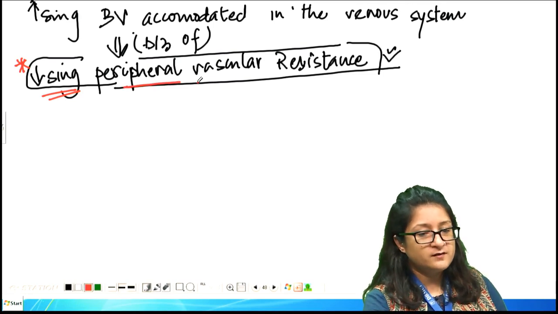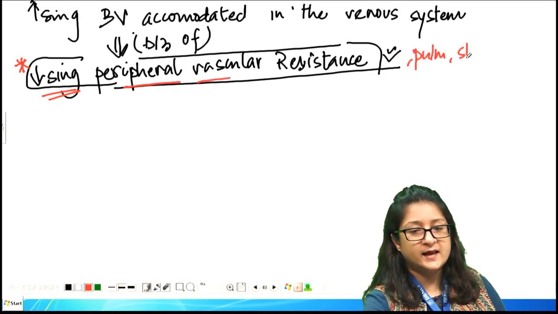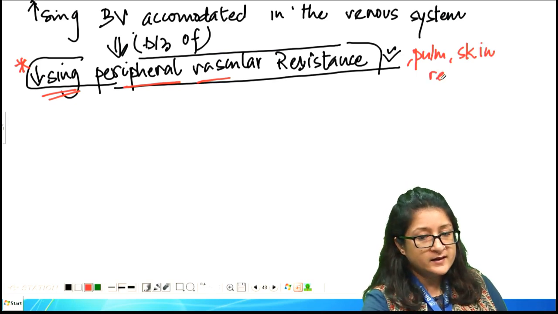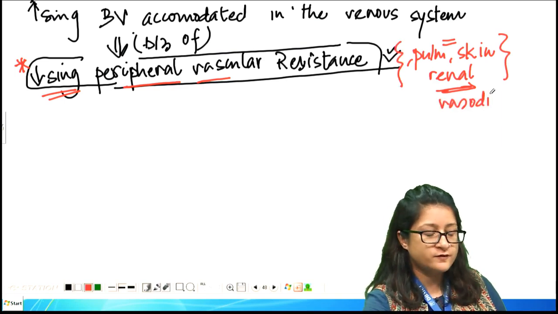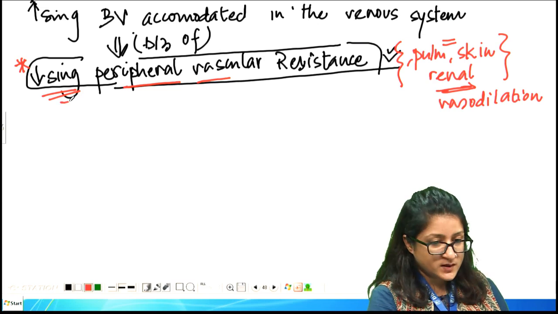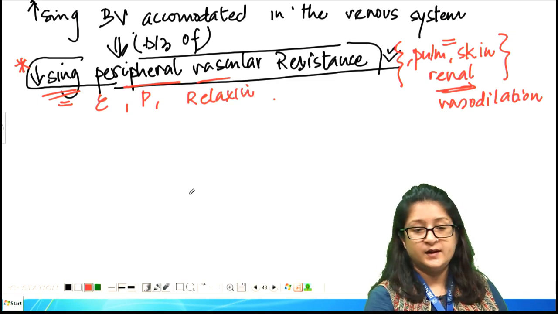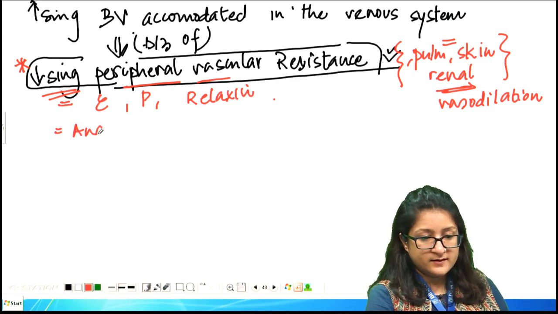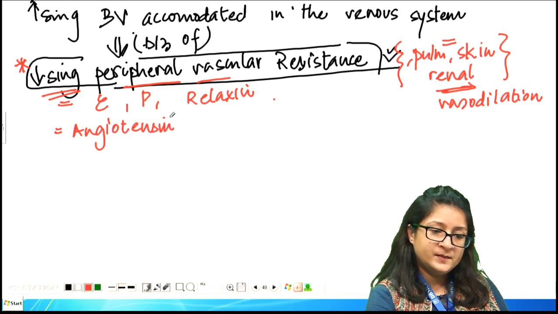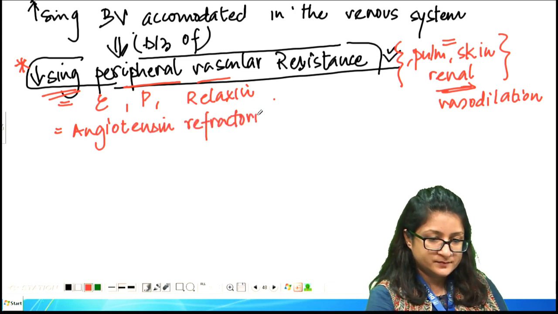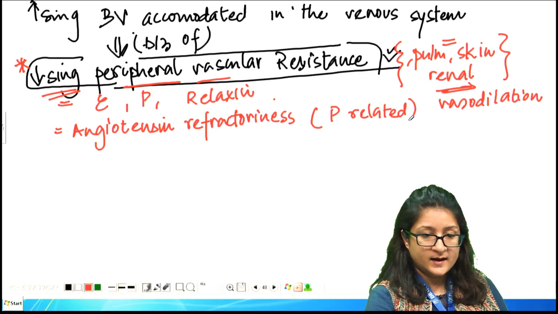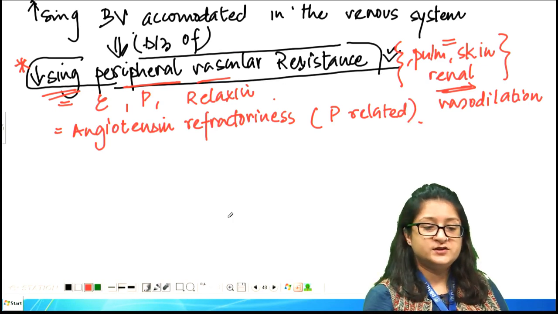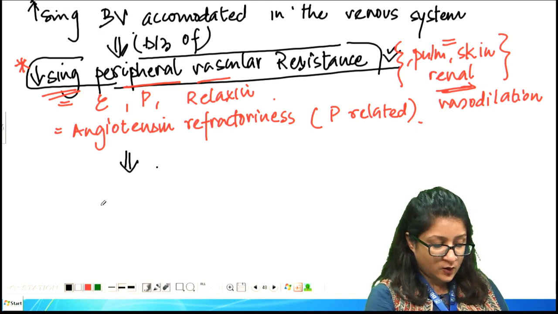Be it peripheral vascular, be it pulmonary, be it skin circulation, be it renal circulation, all these vessels are dilated. There is vasodilation of all of these vessels, and the responsible agents are estrogen, progesterone, relaxin. These are the important agents. There is angiotensin refractoriness, and that happens due to progesterone.